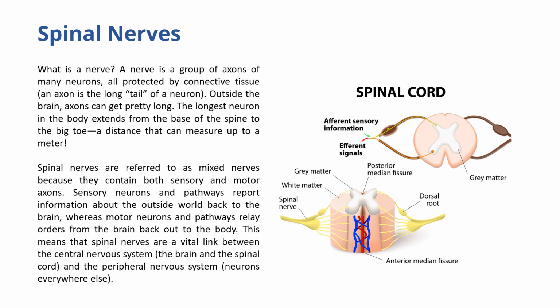Spinal nerves are referred to as mixed nerves because they contain both sensory and motor axons. Sensory neurons and pathways report information about the outside world back to the brain, whereas motor neurons and pathways relay orders from the brain back out to the body. This means that spinal nerves are a vital link between the central nervous system, which is the brain and the spinal cord, and the peripheral nervous system, which is the neurons everywhere else.